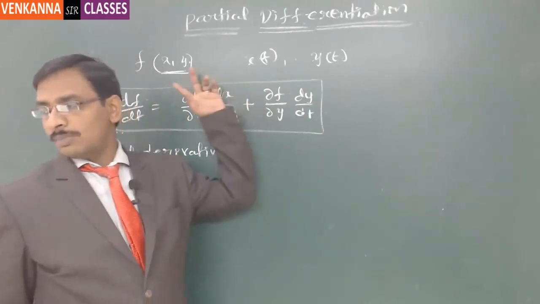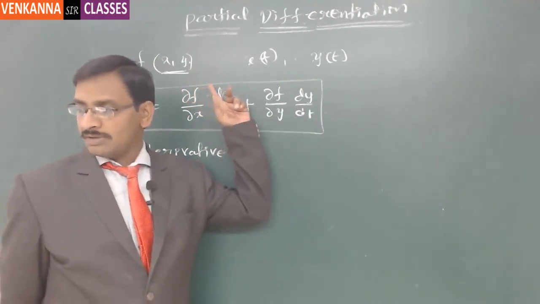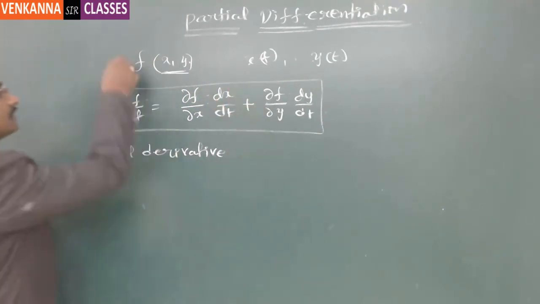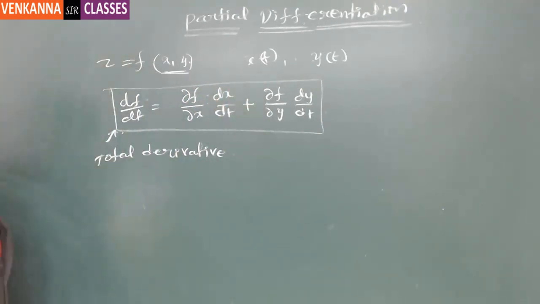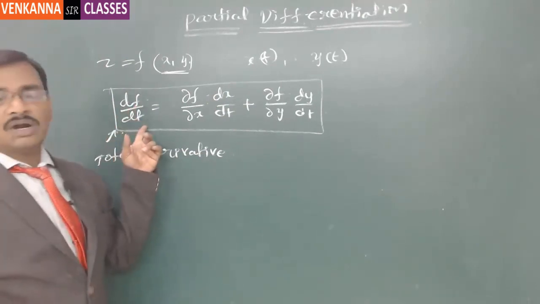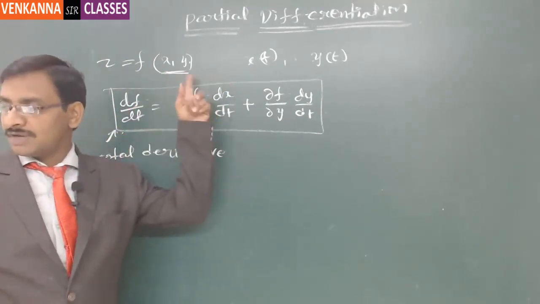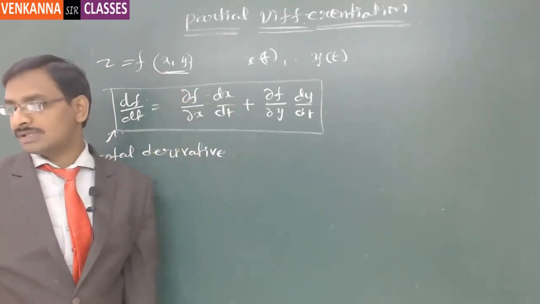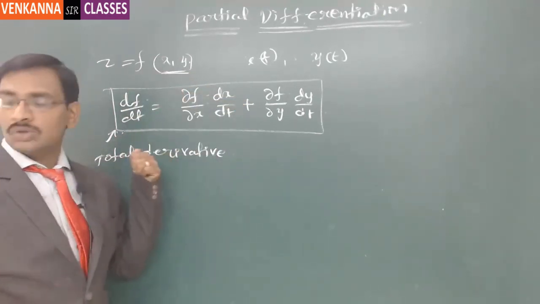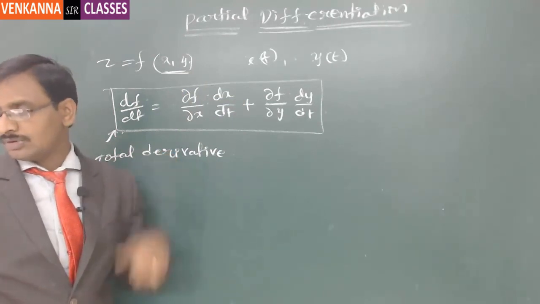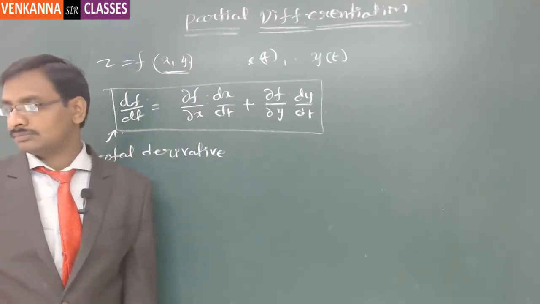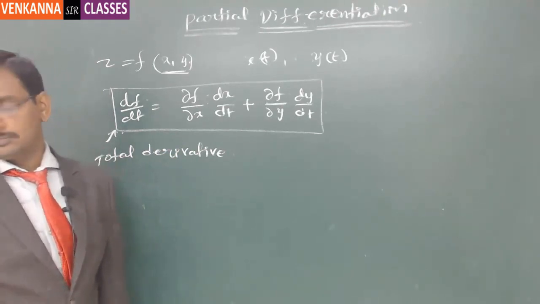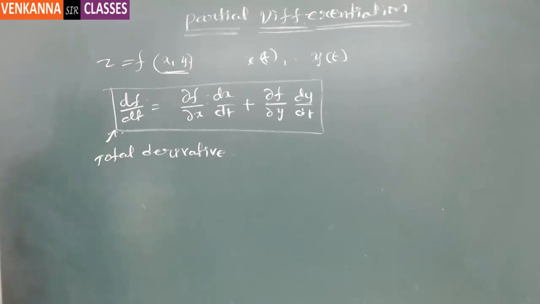So when there is a complex function f of x comma y, it's not a simple function. Suppose I call z equal to f of x comma y, and you want dz by dt, but x is a function of time and y is a function of time, while z is a function of x comma y. These are the cases where you need to find the total derivative with respect to time. Got it? Understood or not? This is the kind of case.